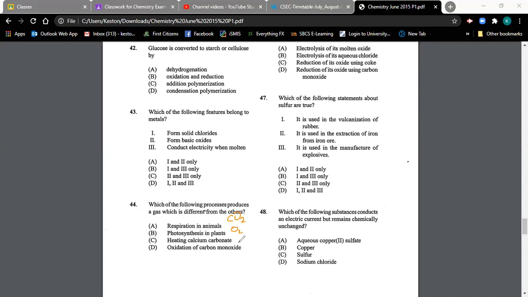Well, if I heat calcium carbonate, what kind of gas do you think I'm going to get there? Calcium carbonate. Yep. And oxidation of carbon monoxide. Oxidation is loss. What are we going to get? Another CO2. So what's my answer? Yep. Very good. Well done. Everybody understand now? Drop a one if you do.